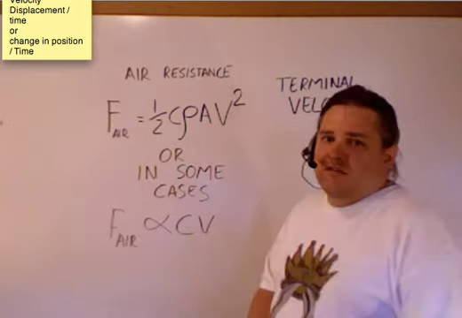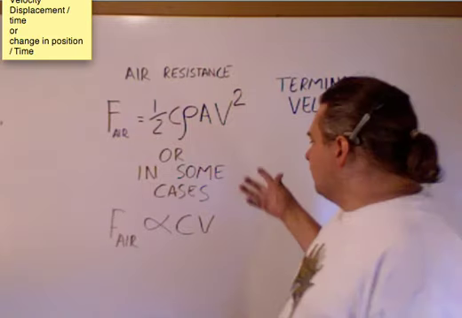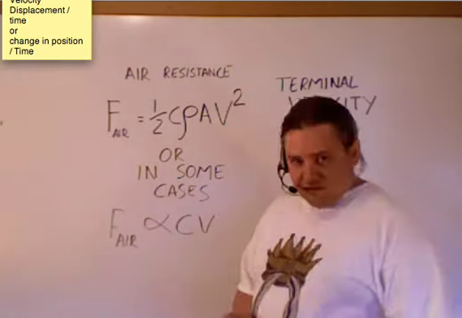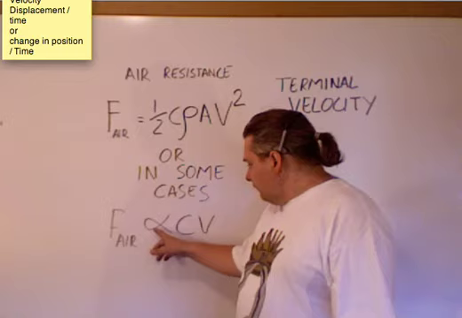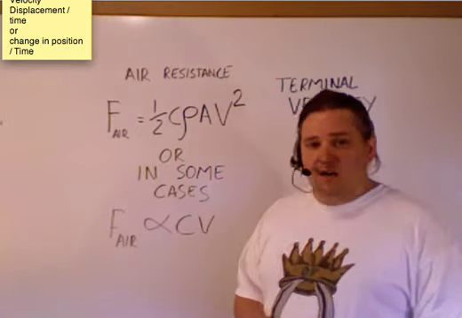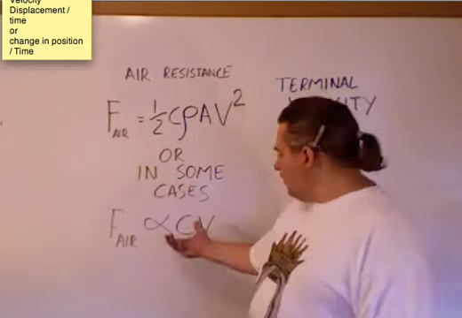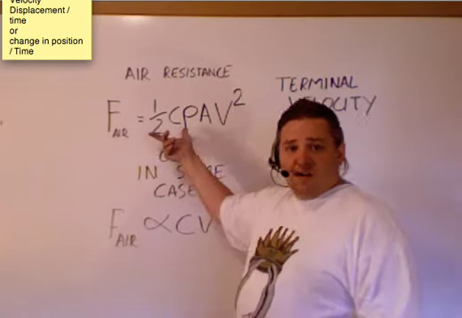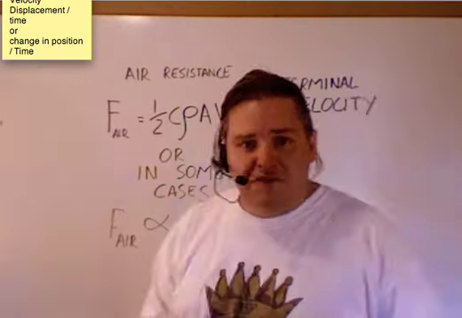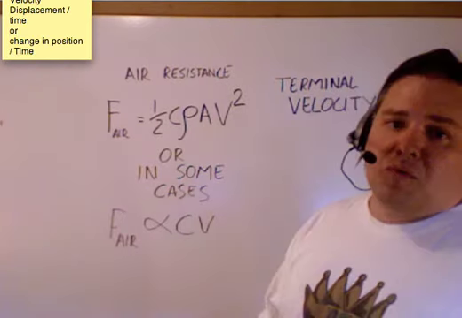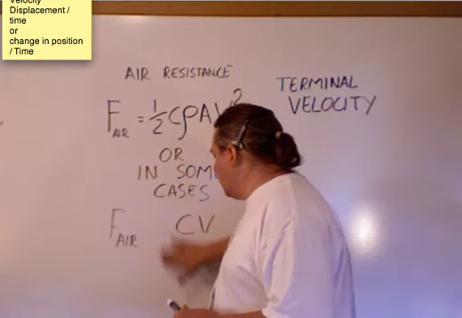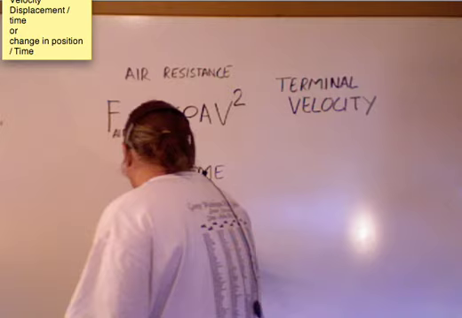That is one equation for air resistance. In some cases, there's a simplified version that says that the force of air resistance is proportional to some constant, whatever that constant may be. And I'm sure this constant is taking into account all this other stuff, times the velocity, which means that the force of air resistance is directly proportional, or I should get rid of that proportionality and say that it's equal to.